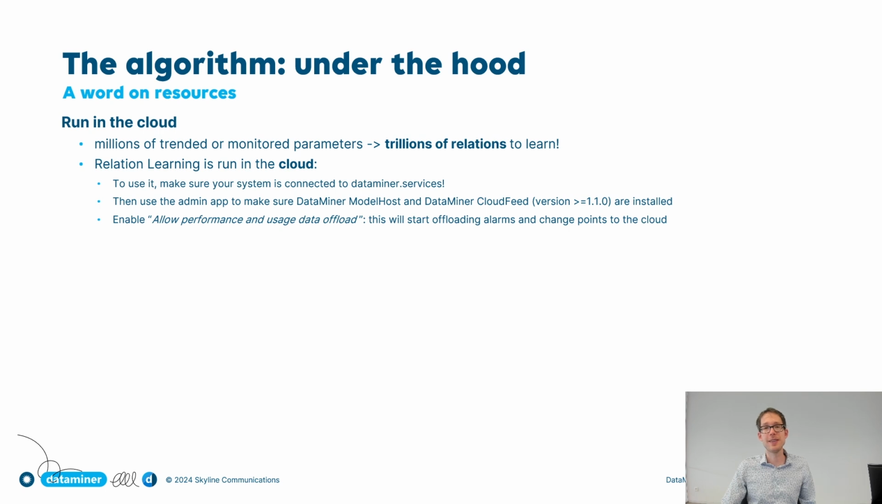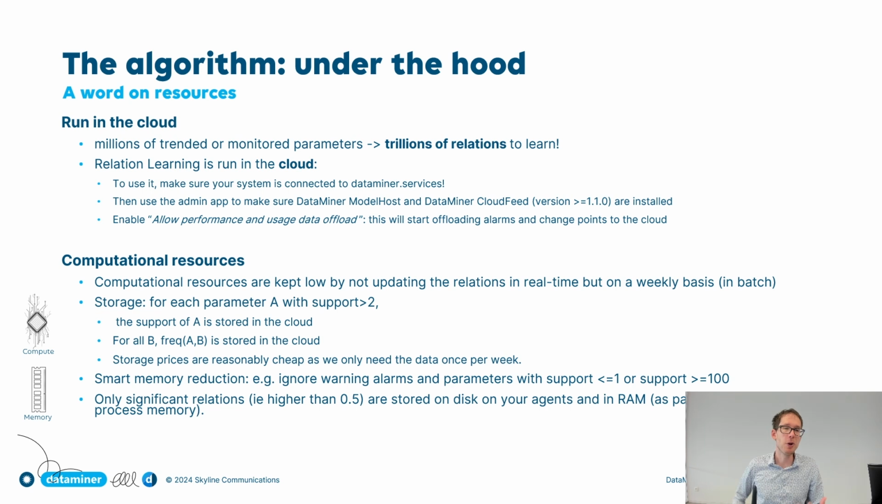First of all, as I've mentioned, this algorithm is run in the cloud. Why? Well, because you have trillions of relations to learn and you don't want to do that on your system. In order to run it, just make sure you have a cloud subscription, install the model host and the cloud feed, and you're in business. What about computational resources? Well, the computational resources are kept low by not updating the relations in real time, but by updating them on a weekly basis. This way, we avoid having to constantly do calculations. Instead, we just do it once per week.